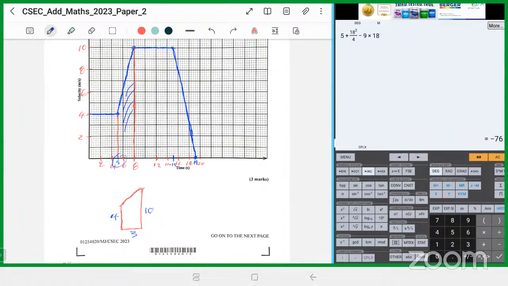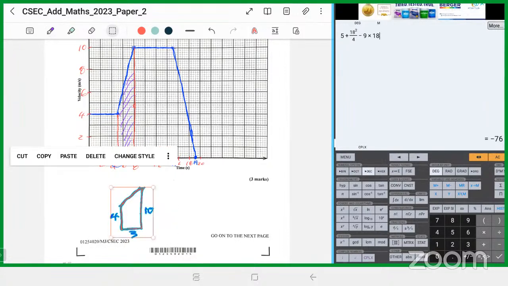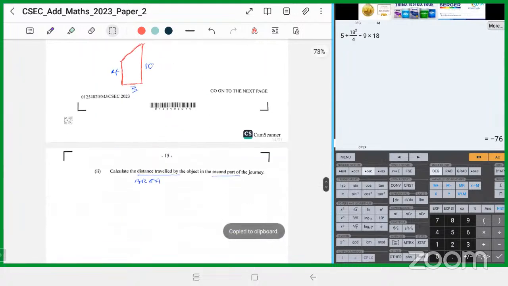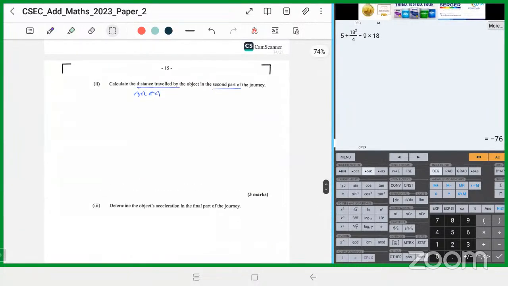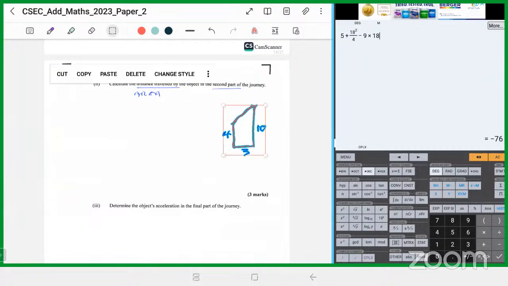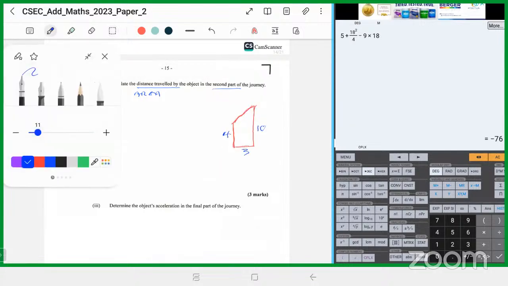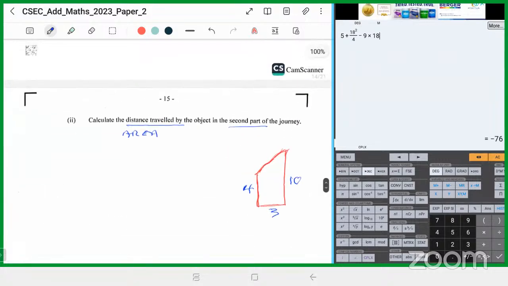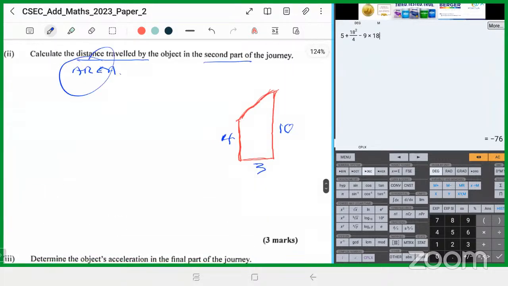I'm shading it now, in purple. So I'm trying to find that area, which gives you the distance traveled. All right, so I'm going to copy this down as the dimensions that I have to use. Copy it down here, paste it over here. These are the dimensions to give me my distance traveled. So I need to calculate this area and put it here. So this area relates to this area.